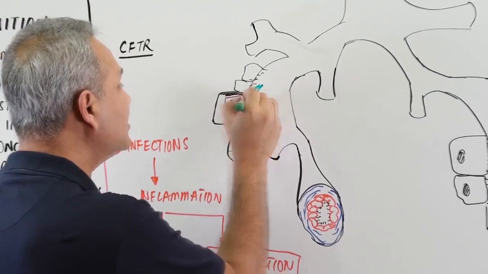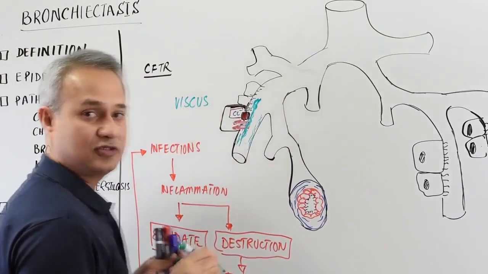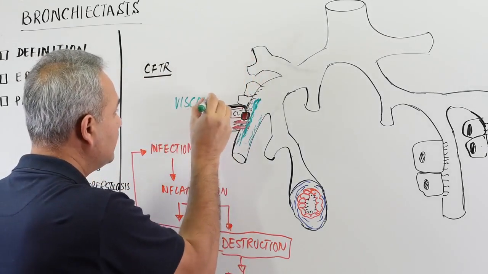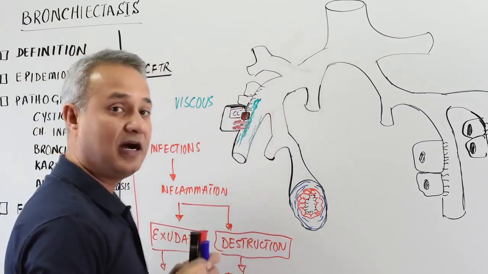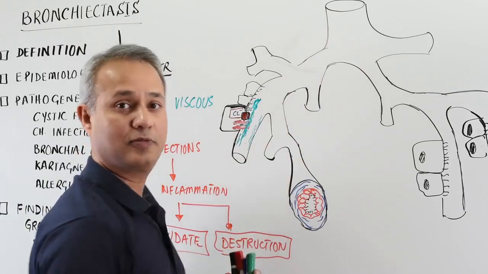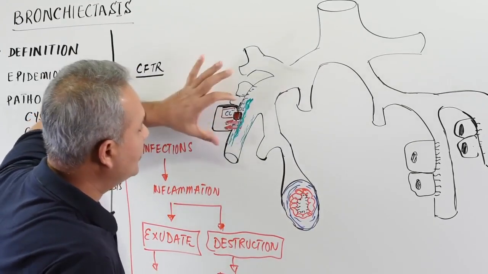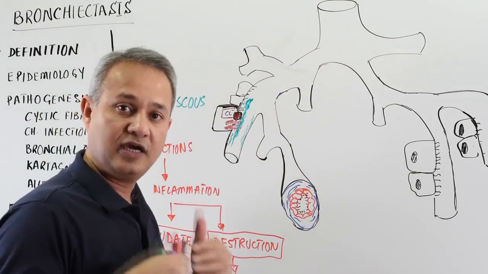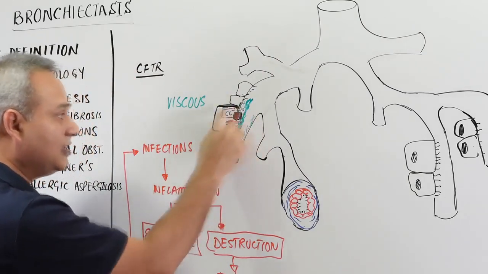This thick, viscous secretion here becomes an obstruction for the mucociliary elevator to work properly. Cilia cannot easily move this thick secretion up towards the upper pathways. This then causes stagnation in this area.